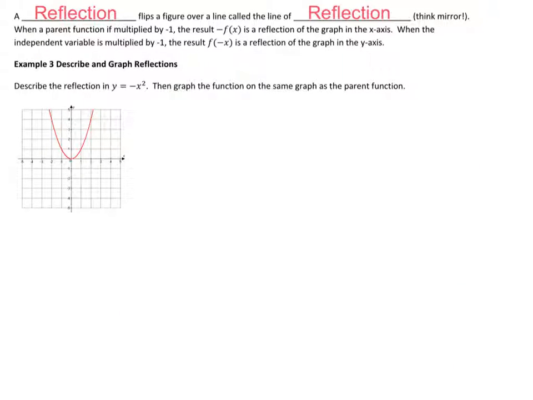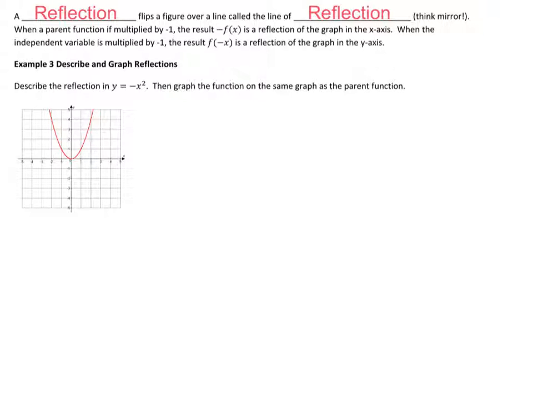A reflection flips a figure over a line called a line of reflection. We can think about a mirror because it's really just going to mirror what the graph already is. When a parent function is multiplied by -1, the result, -f of x, is a reflection of the graph in the x-axis. When the independent variable is multiplied by -1, the result f of -x is a reflection of the graph in the y-axis. So we can have 2 types of reflections.